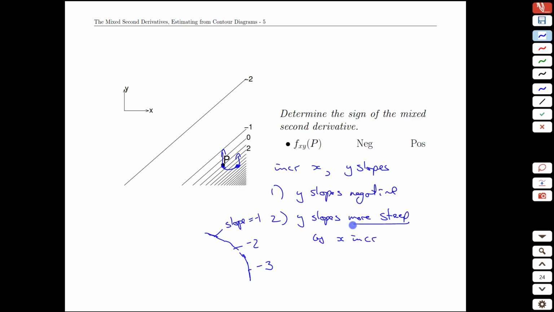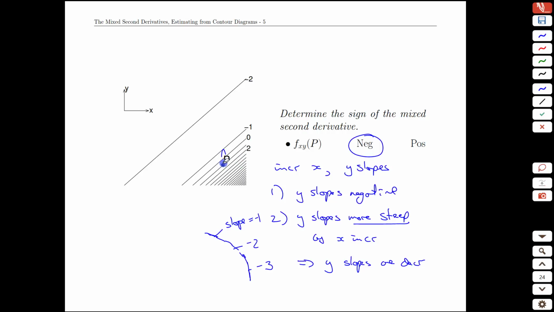Oh, the y slopes are more steep. That package together means the y slopes are decreasing in number. The values here are strictly just going down, and so we are going to have a negative derivative. The thing is, we increase x and that results in a decrease in what we're tracking, which is the y slopes. That's what a negative derivative corresponds to.